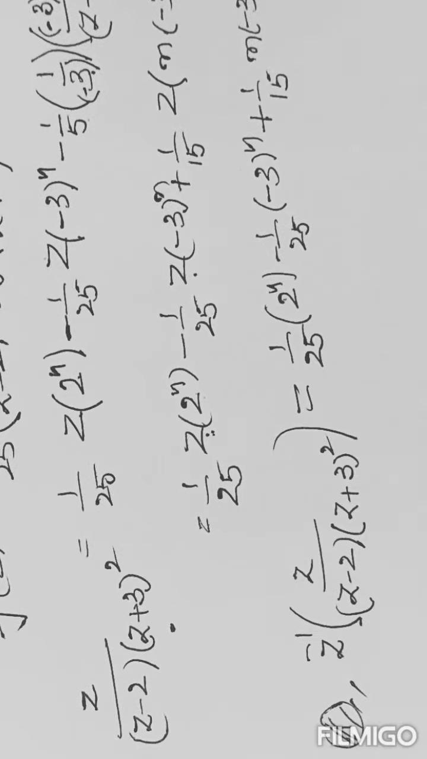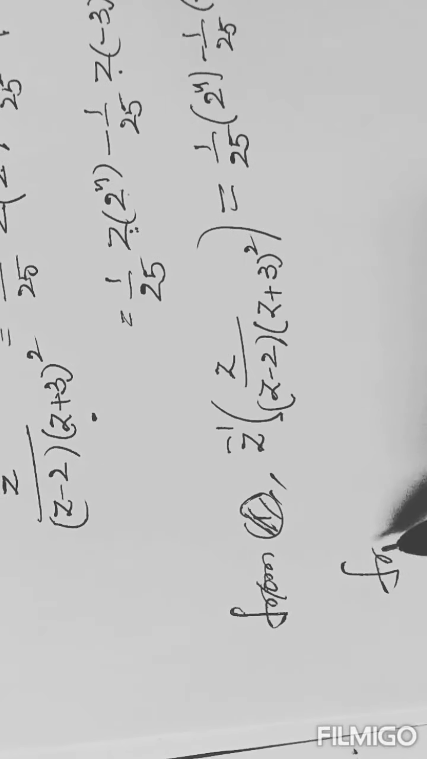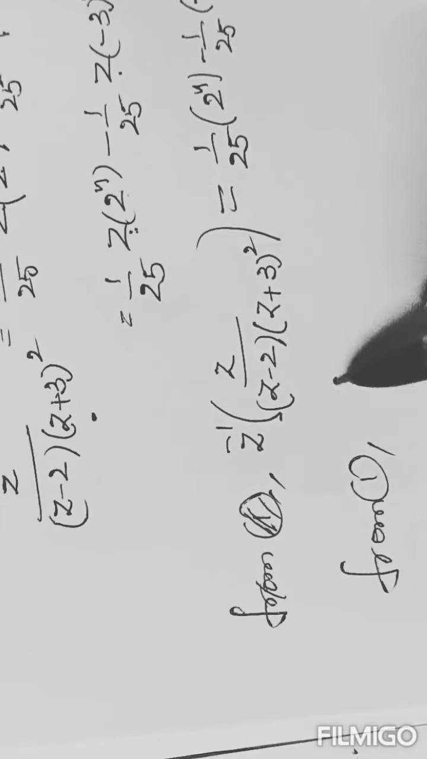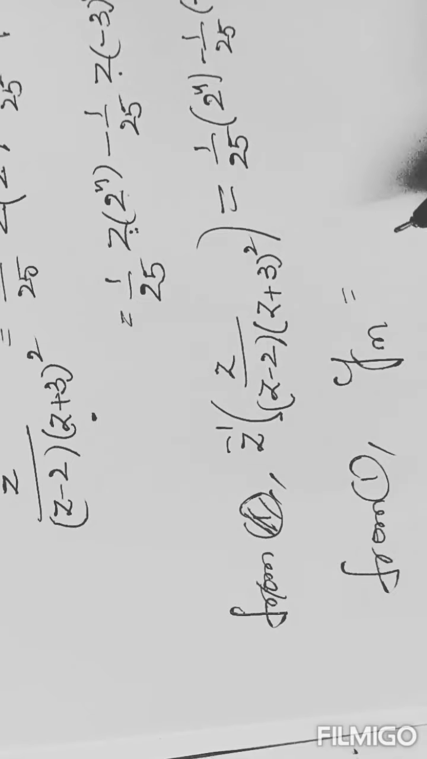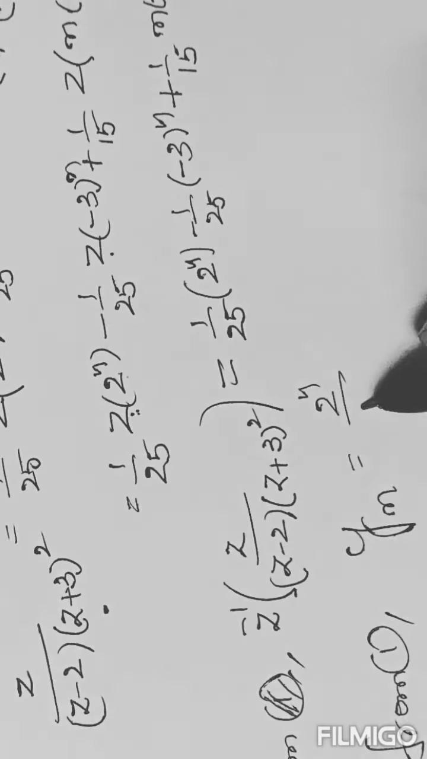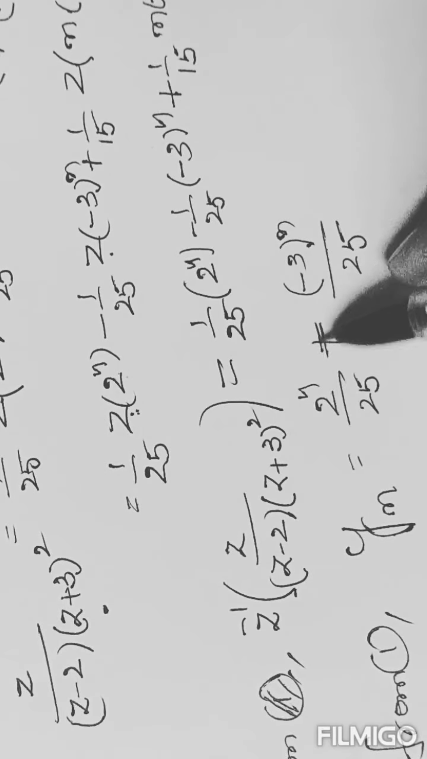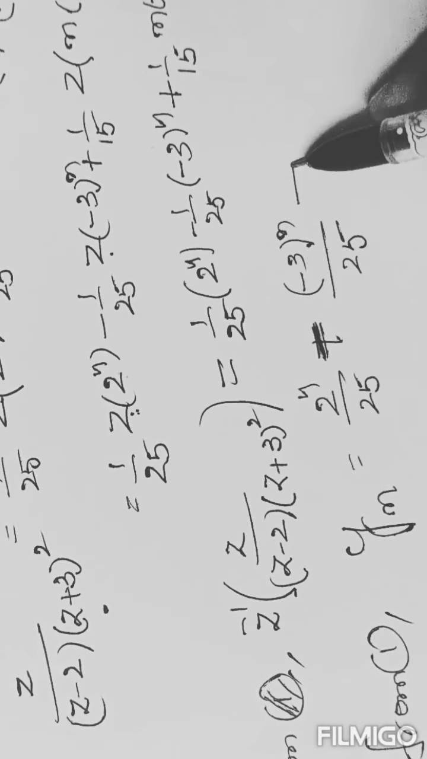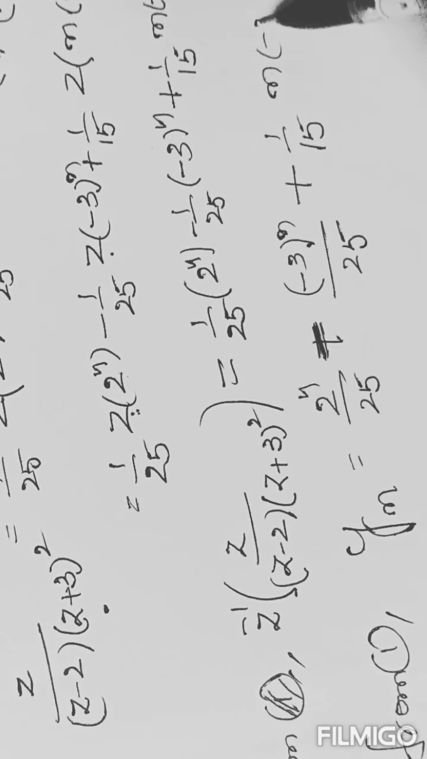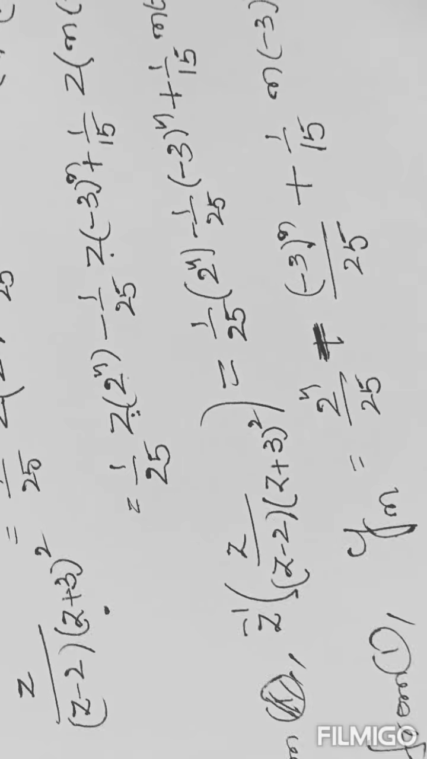From equation 1, its name is given as y n. So y n equals 2 to the power of n by 25, minus (minus 3) whole to the power of n by 25, plus 1 by 15 into n into (minus 3) whole power n, is a solution of the given difference equation.